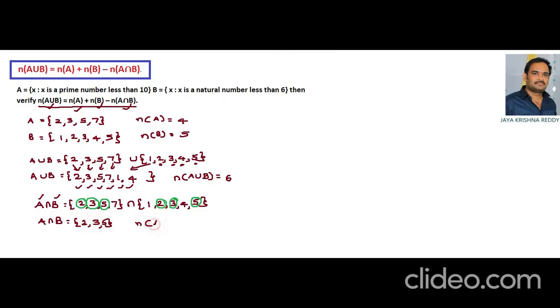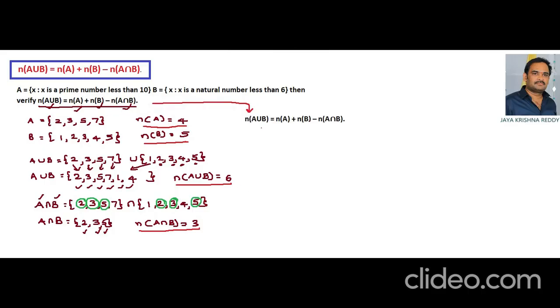So what is n of A intersection B here? n of A intersection B means the number of elements of A intersection B. Here 3 elements are there, 1, 2, 3. So n of A intersection B equals 3. Here we have n of A union B, n of A, n of B, and n of A intersection B. Let us substitute these values in this formula.